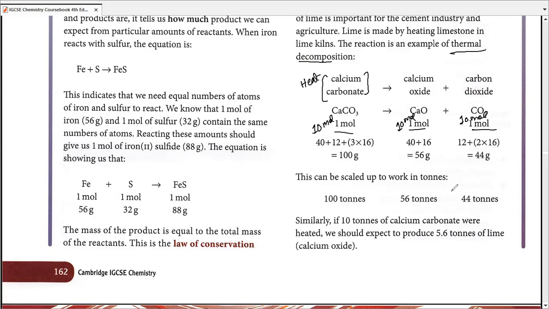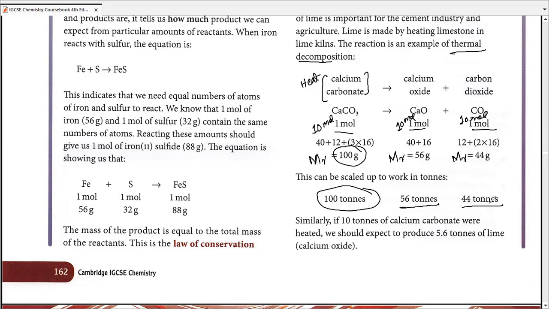So that's pretty much understandable. The MR for this one is 100. The MR in this case is 56. The MR in this case is 44. So if instead of 100 grams, I take 100 tons of this, now we are really scaling it up. We are talking about industrial level, because at industrial level, we deal in tons. So of course, I'm going to produce 56 tons of this and 44 tons of this.